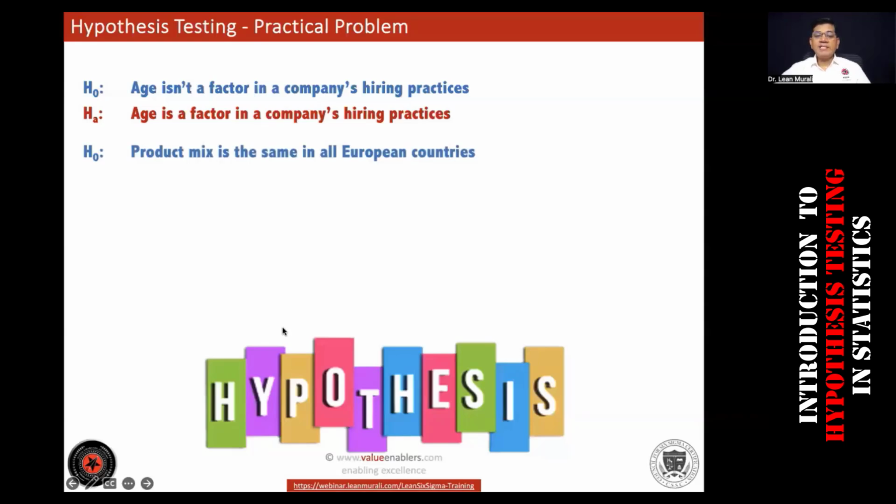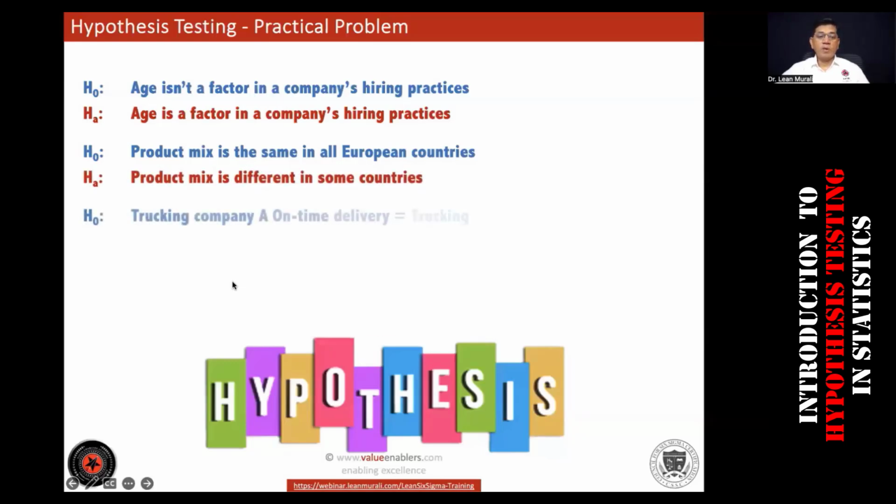The product mix is the same in all European countries. What is the alternate hypothesis? Same means there's no difference, right? Is not the same or different, we can say, right? Fantastic. Okay. Is different in some countries.